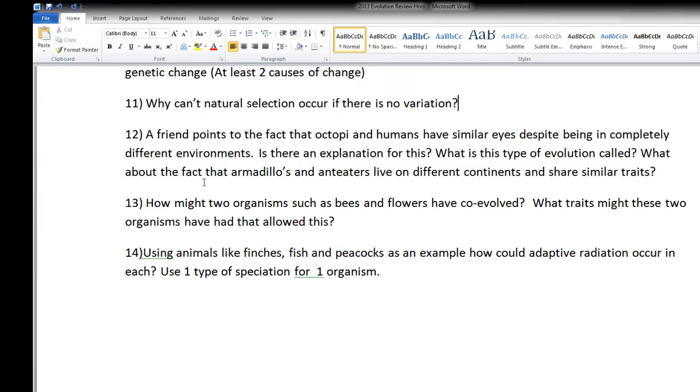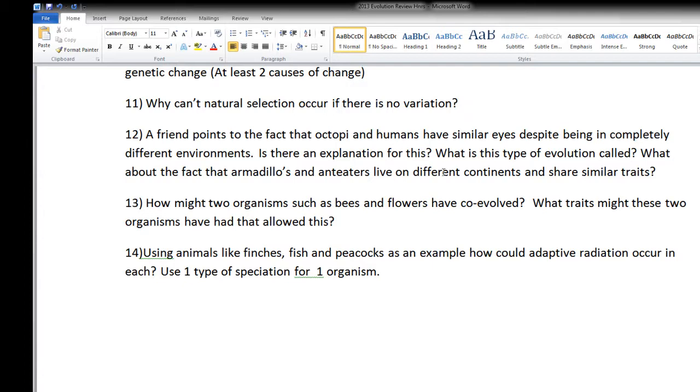A friend points to the fact that octopi and humans have similar eyes, despite being in completely different environments. Is there an explanation for this? What is this type of evolution called? What about the fact that armadillos and anteaters live on completely different continents and share similar traits?